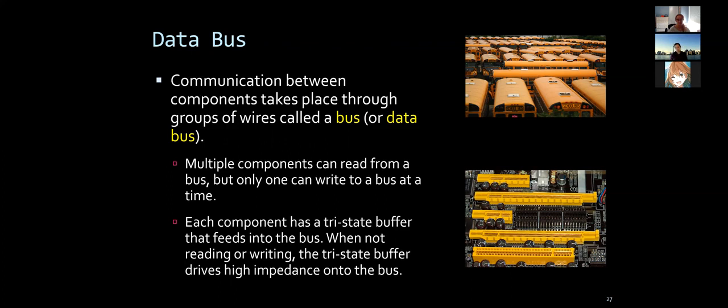Each component has a tri-state buffer that feeds into the bus when writing, and when not reading or writing, the tri-state buffer drives high impedance onto the bus. So whenever you see those things on your computer's motherboard, hopefully you have a better understanding of why it's organized the way you see it, and what really happens there. Okay, any questions about that?